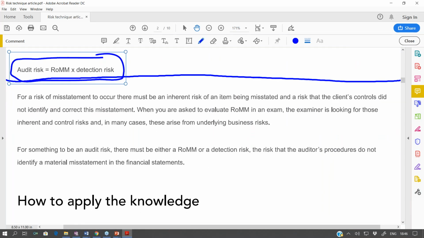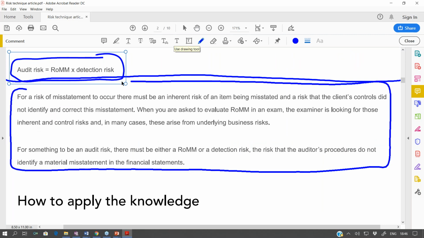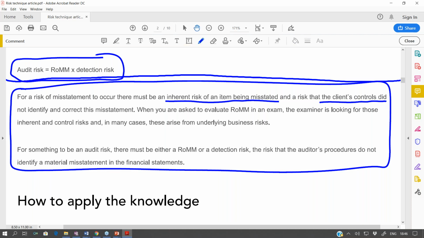Now, when you read the paragraph which is right here, it clarifies everything. It says, for a risk of misstatement to occur, there must be an inherent risk of an item being misstated. So inherent risk is part of the risk of material misstatement, and a risk that the client controls did not identify the misstatement. So there is an inherent risk of an item being misstated, one, and number two, the client controls did not identify the risk.